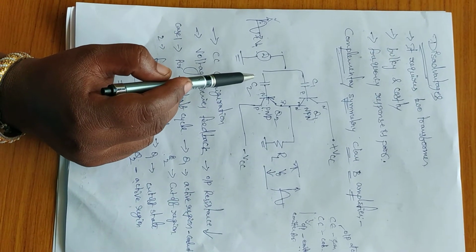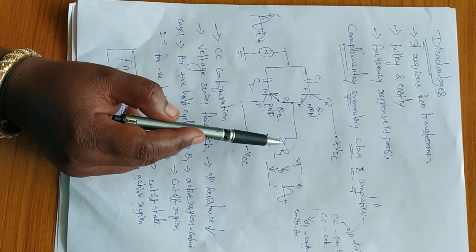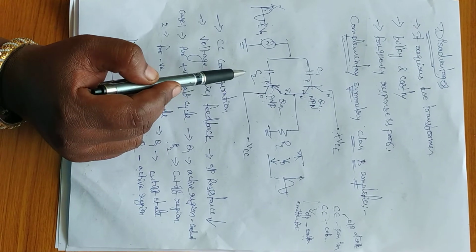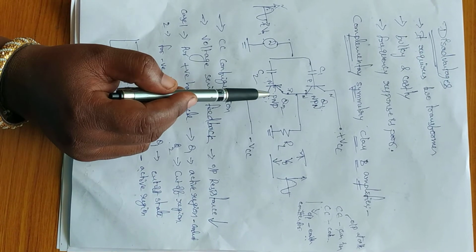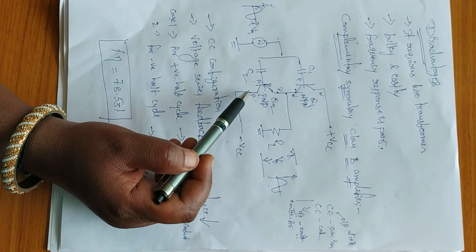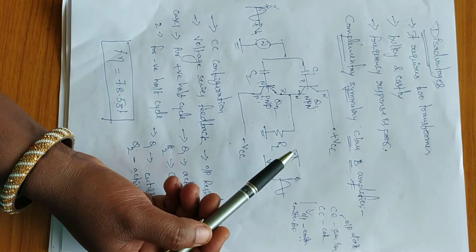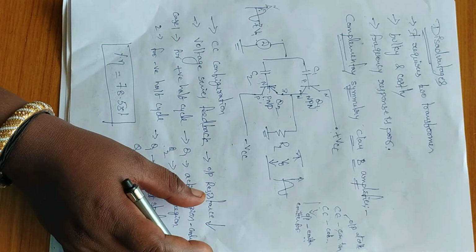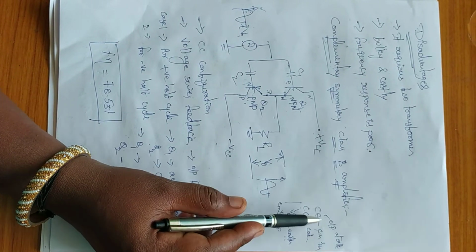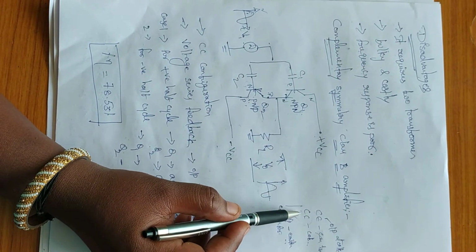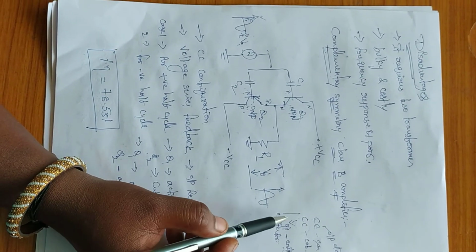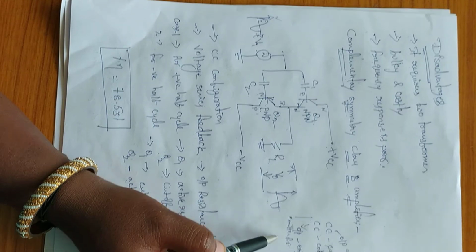Impedance matching between CE configuration to the load is difficult. Due to this, CC configuration can be used in this circuit. Here we are using 2 CC configuration. So what is the difference between CE configuration and CC configuration? In CE configuration, the output was taken at collector. In CC configuration, output is taken at emitter terminal. So CC configuration is also called as emitter follower.